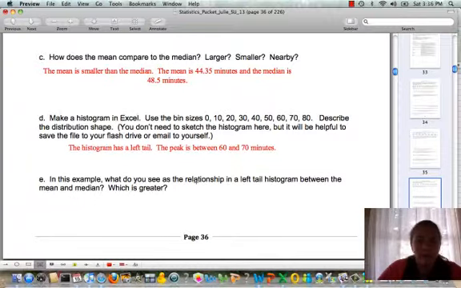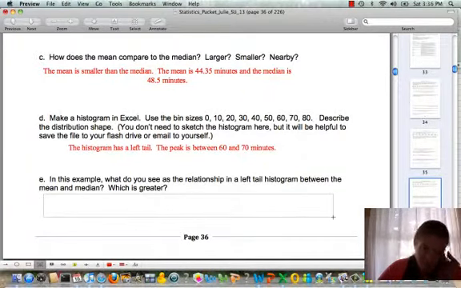for forgetting units. In this example, what do you see as a relationship in a left tail histogram between the mean and the median? So this is a left tail histogram, and the median was greater, or the mean was smaller. Either way.